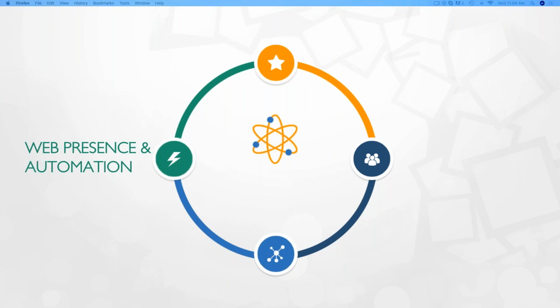The first is web presence and automation. Everybody has a website. I get it. And I said, this isn't about selling you a website. That's not what this is about. And the automation aspect is where some people seem to be not quite as far along as they could be.